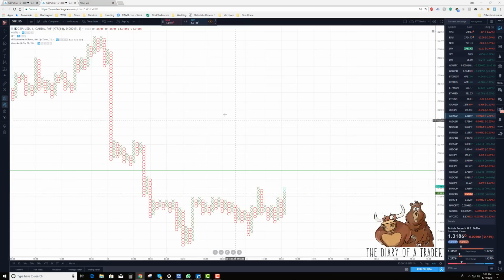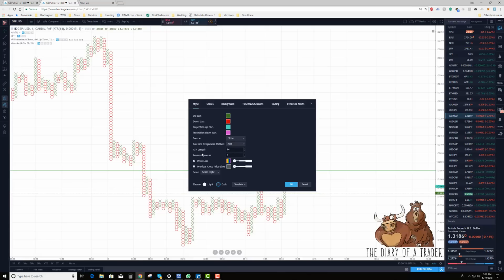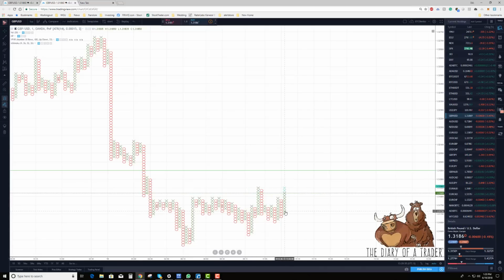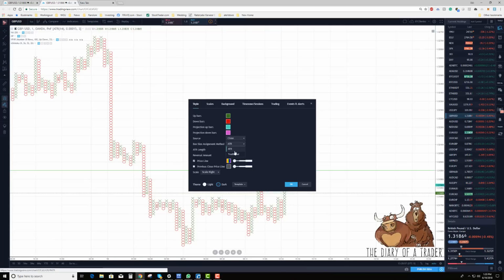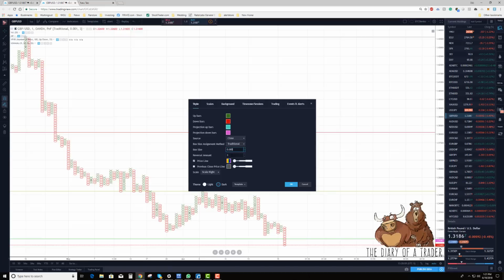Right now, by default, TradingView will set it to ATR, and the reversal amount is shown as 3, so that means we would need 3 of the X's or O's to form a new line. Each line, or column as they're called, is only going to have X's or O's. The ATR, it says, is 0.015. The problem with ATR is that it changes and adjusts, so it could change from one moment to the other.